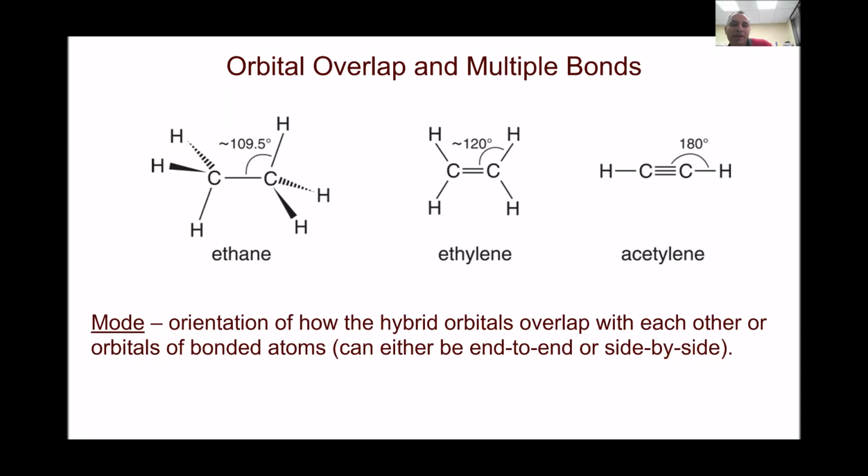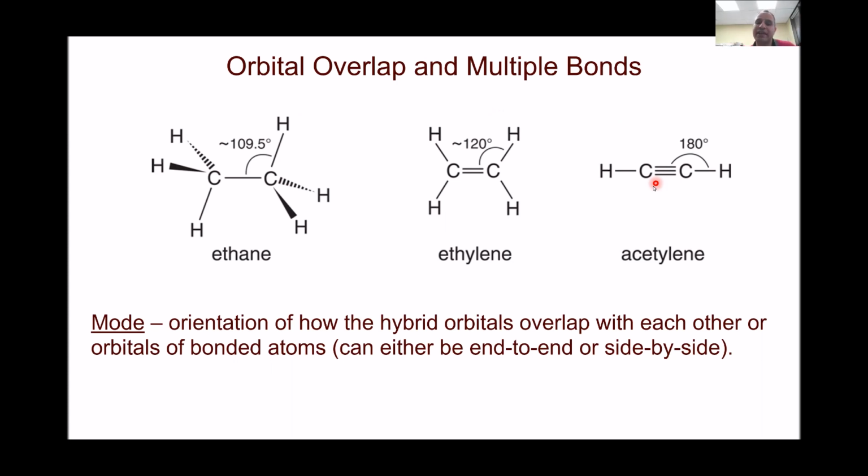I would like to compare three similar organic compounds shown right here. You can clearly see for ethane, the angle is 109.5, while in ethylene it's 120 degrees, and for acetylene it's 180 degrees. We can explain the origin of these angles by applying the same principles we applied for mononuclear molecules.